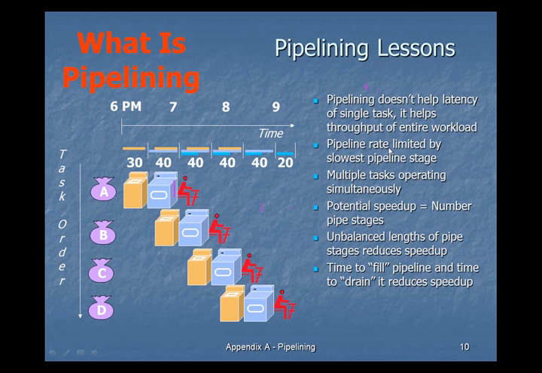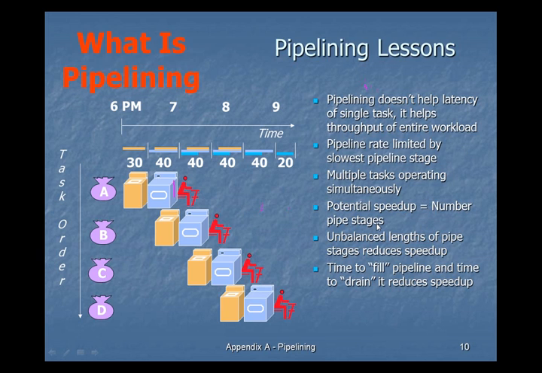Then the next point says pipeline rate is limited by the slowest pipeline stage. Multiple tasks operating simultaneously. This is the main point. Then potential speedup equals the number of pipe stages.